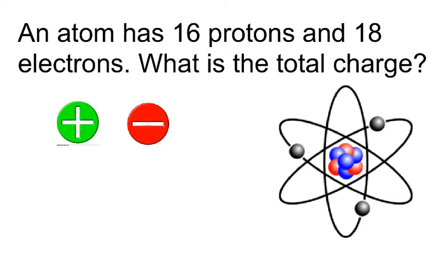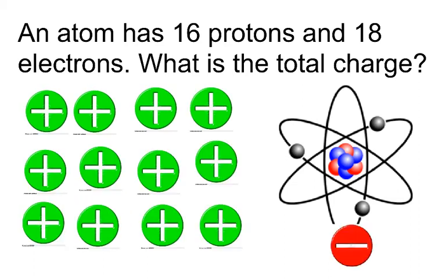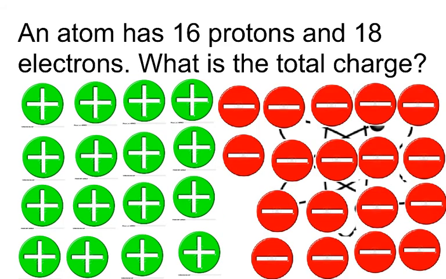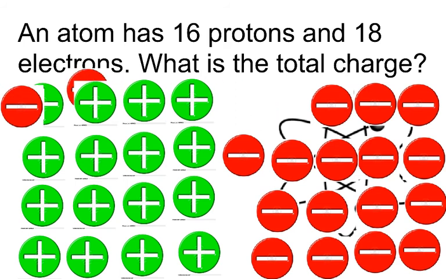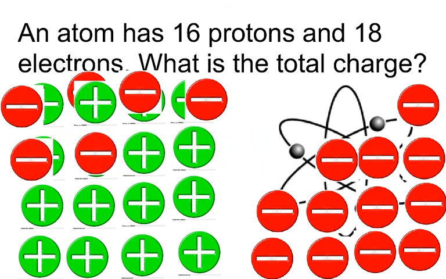So we're going to start with 16 protons here. So now I have my 16 protons. Now I need 18 electrons. So it's a little crowded, but I can now see that I have 16 protons and 18 electrons. And when I put them together, I can find the total charge. Some of the positives will be in front of each other, but I can see how these relate.